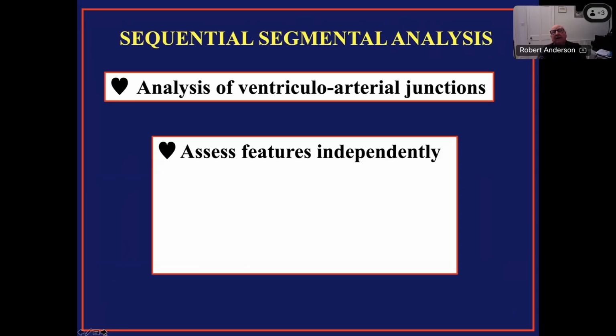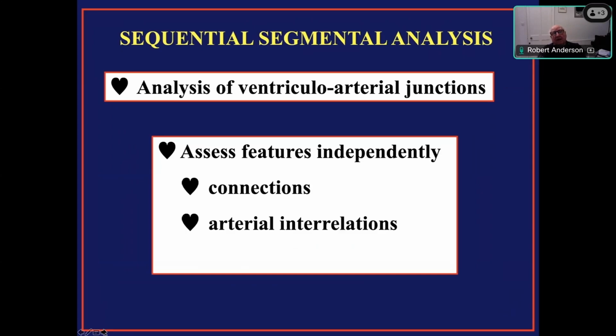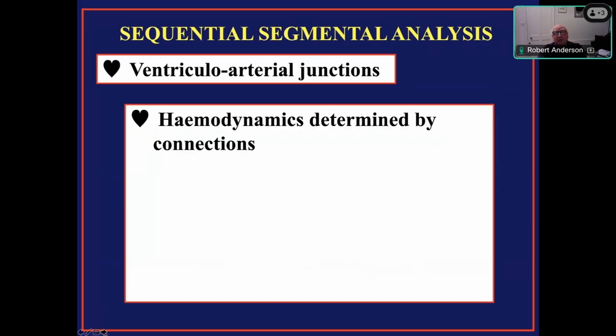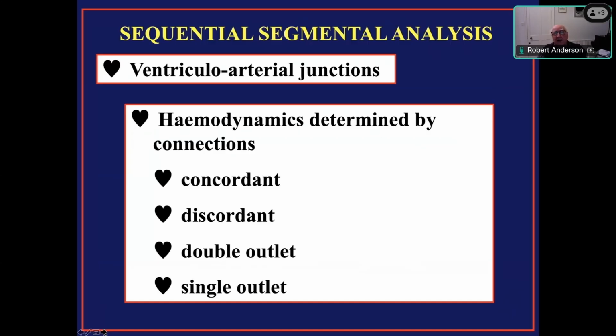So now I've explained in quite some detail how we deal with the atrioventricular junctions. We do exactly the same thing for the ventricular arterial junctions. We assess independently the connections, relationships, infundibular morphology. But we have to pick on one of these to be the dominant feature, and that, of course, is the ventricular arterial junctions, because it is the connections that determine the hemodynamics. And they can be concordant, discordant, double outlet, single outlet.